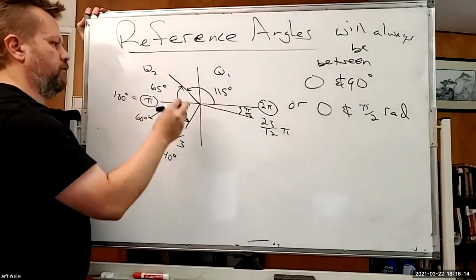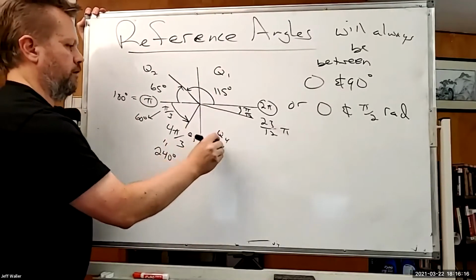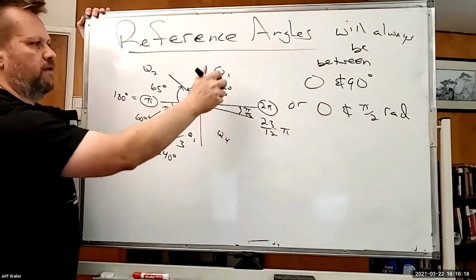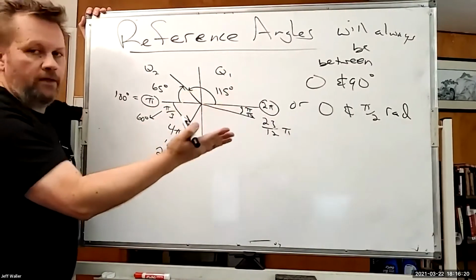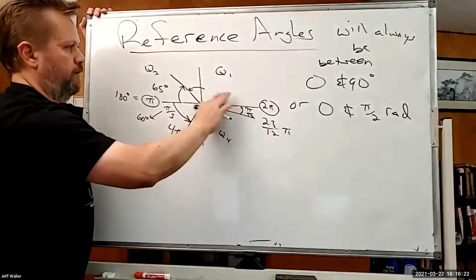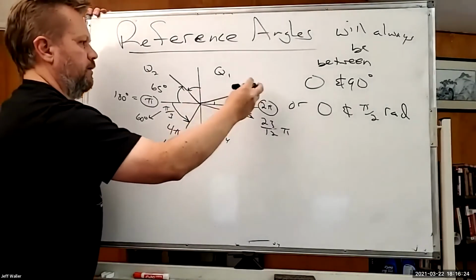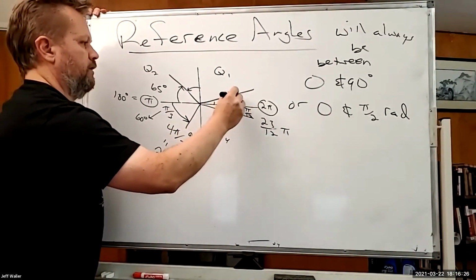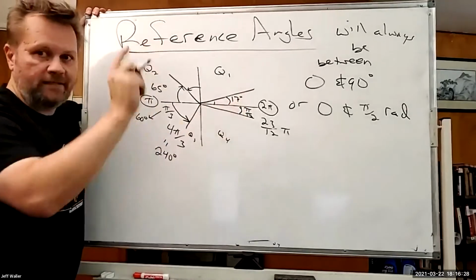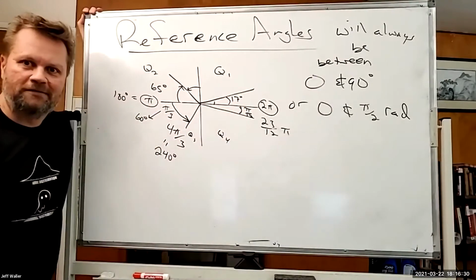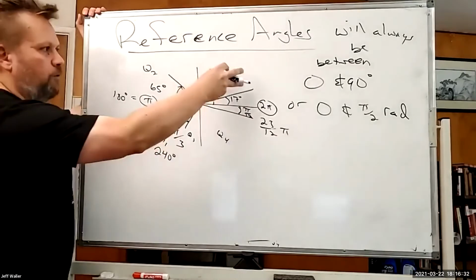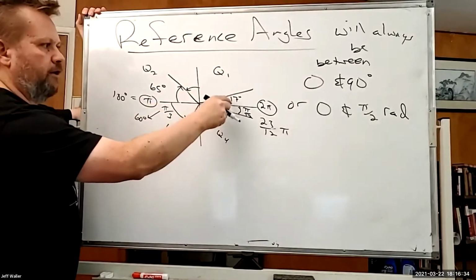Quadrant 1, quadrant 2, quadrant 3, quadrant 4. If I'm in the first quadrant, the reference angles are the angles themselves, right? So if I was at, what do you got, Jeff? 17 degrees, the reference angle is 17 degrees. So the first quadrant is easy. They are their own reference angles.